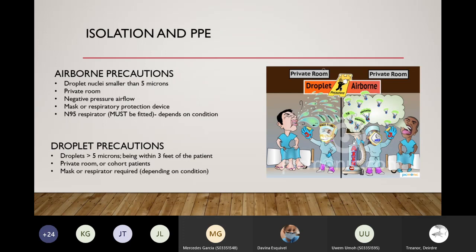Droplets are anything greater than 5 microns, also being within 3 feet of the patient. You're going to use those precautions. They may need a private room, or you can cohort them together, meaning patients with the same infection. A mask or respirator is required depending on the condition. So we're talking about some like streptococcal pharyngitis, mycoplasma pneumonia, scarlet fever, pertussis, mumps, the pneumonic plague, and again, COVID-19.